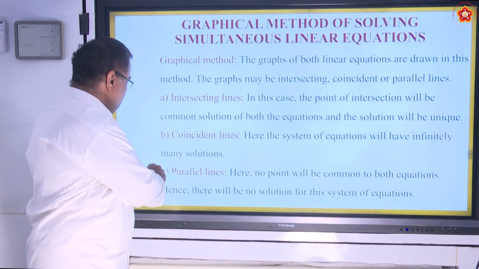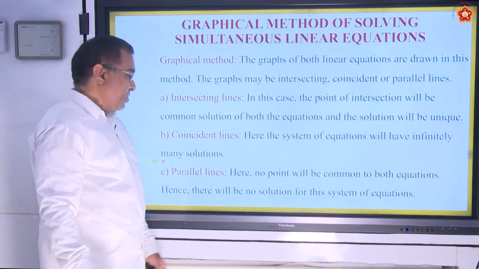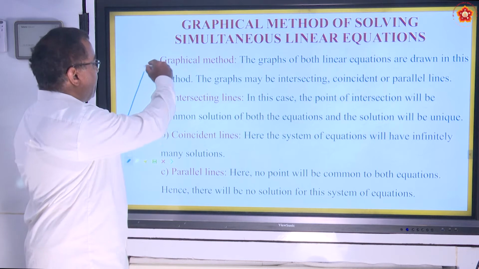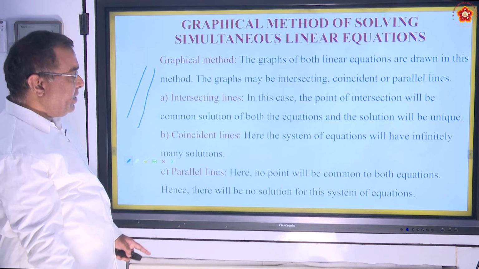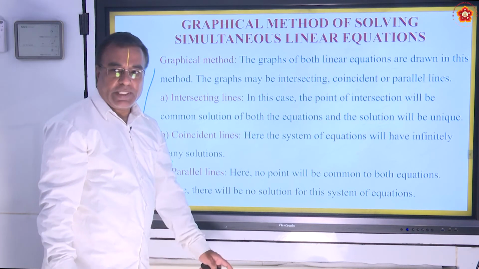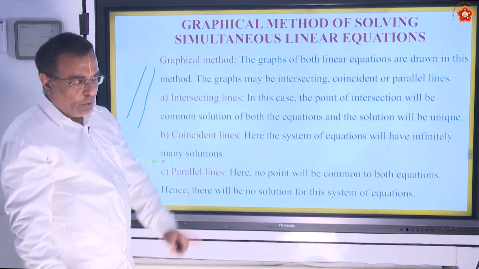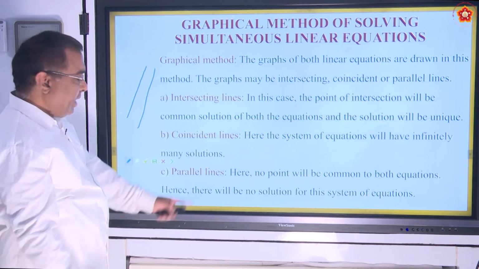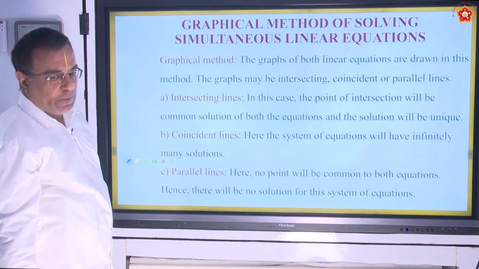And for parallel lines, here no point will be common. You will have a graph something like this. Both will be parallel to one another. They will not meet at any point, which means there will be no solution for the system of equations. If they are meeting at one point, we can say they are going to have one unique solution. If they are not meeting, if they are going parallel like this, then we can conclude that there will be no solution for the system of equations.